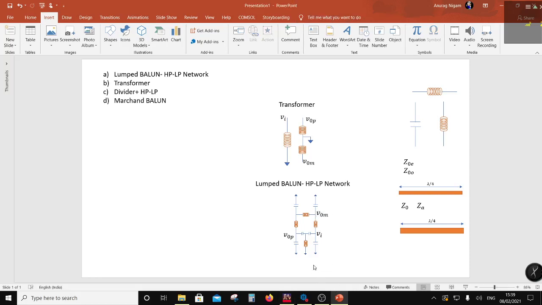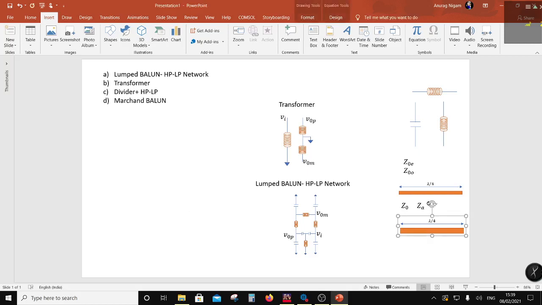Right? And so this will give you 90 degrees of lag, 90 degrees of lead over here, and the total effect would be a 180-degree phase difference between VOP and VOM. So this is how a lumped balun high pass low pass will work.